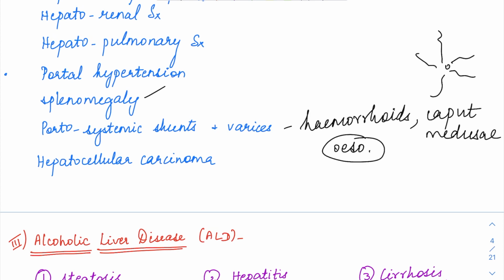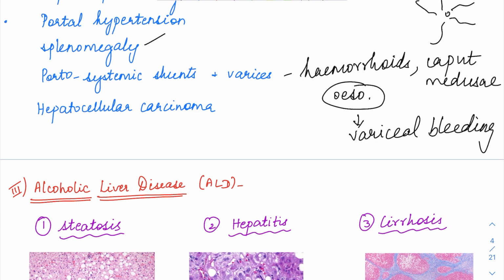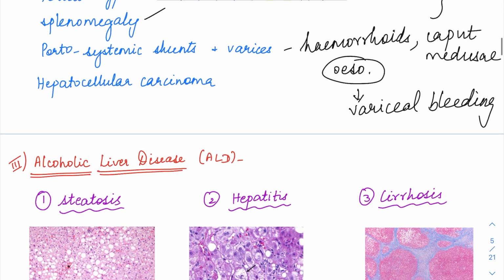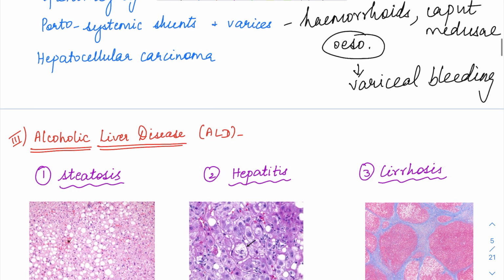When these varices are present, they can suddenly bleed. It can lead to variceal bleeding, which can be torrential and even cause the death of the patient. Suppose there was a lower esophageal varix and variceal bleeding is there, it can result in massive hematemesis. And finally, any kind of disease which leads to cirrhosis, if persistent, can even turn into hepatocellular carcinoma.